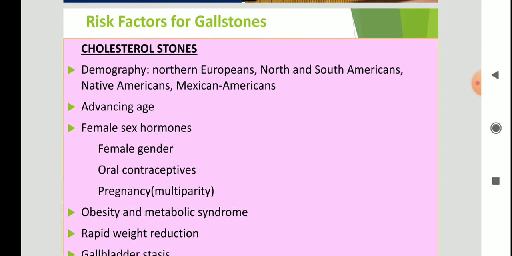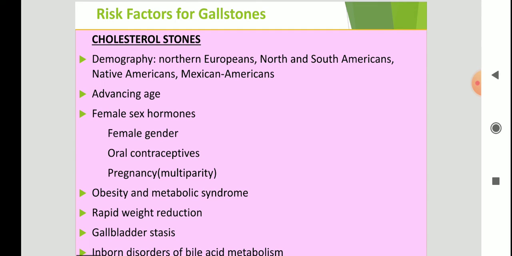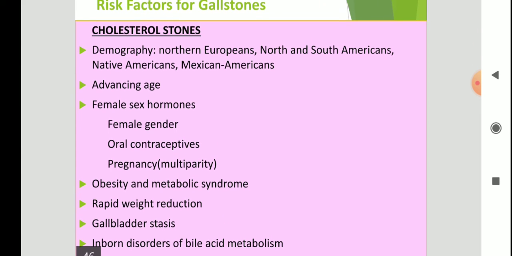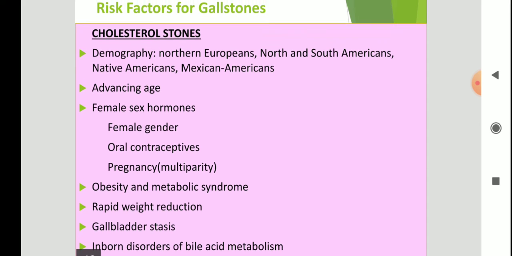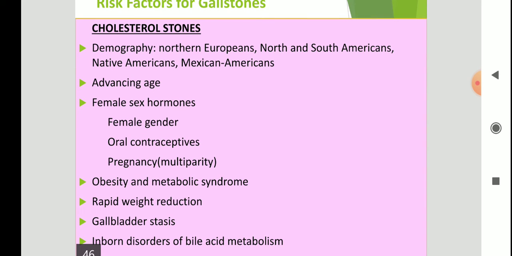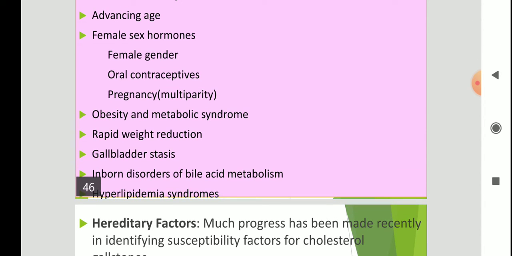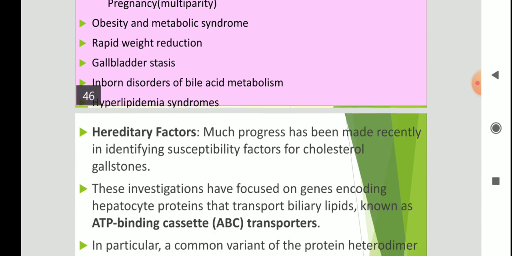Now, risk factors for gallstones, the cholesterol stones. Demography. Advancing age, so more common in elderly people. Females are more commonly affected, the female gender, especially with oral contraceptives. Pregnancy, multiparity, obesity, metabolic syndrome, rapid weight reduction can also be a cause of these gallstones. Some amazing contributing factors there: gallbladder stasis, inborn disorders of bile acid metabolism, then hyperlipidemia syndromes.